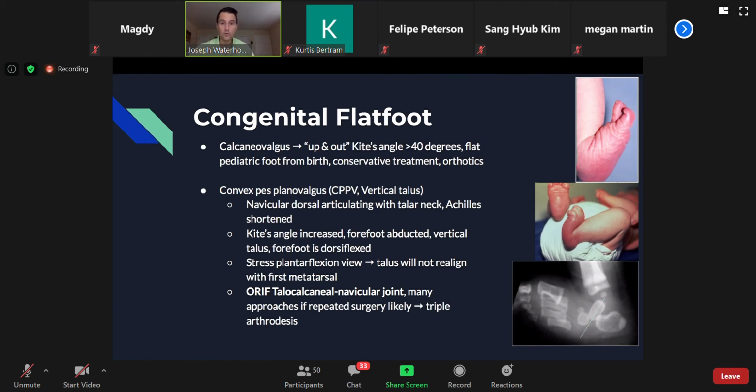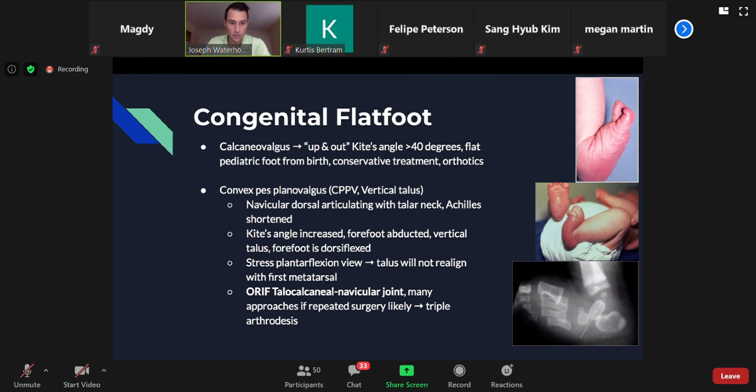So when you're treating CPPV, the navicular is basically articulating with the dorsal neck of the talus. The Achilles is shortened. Again, it's a flat foot, equinus, right? And then Kite's angle is increased. The forefoot is abducted. The talus is vertical and the forefoot is dorsiflexed, right? That's why you have the rocker bottom. So like I said before, a stress plantar flexion view, and this is what you would do on CPPV. That's why it's there. You stress plantar flex it, and then you see whether or not the talus is realigning, and that'll tell you if it's truly CPPV or if it's just a run-of-the-mill pediatric type flat foot.